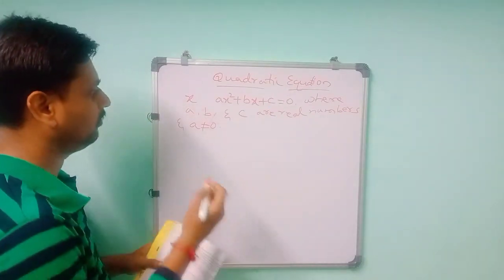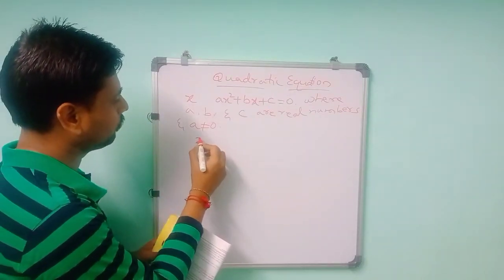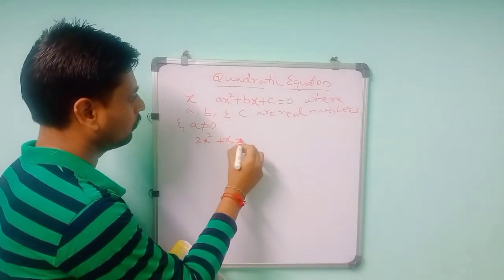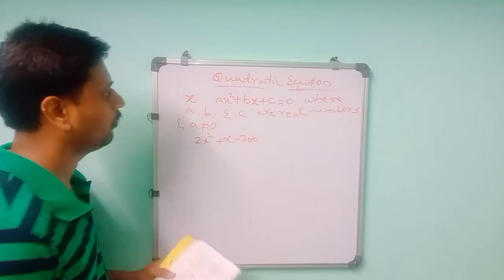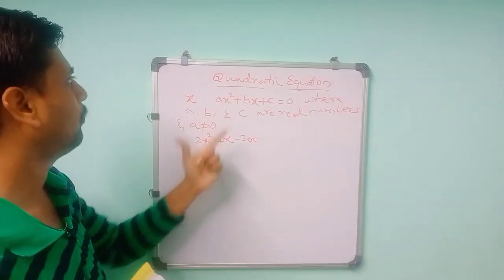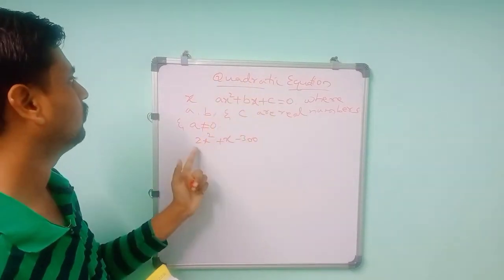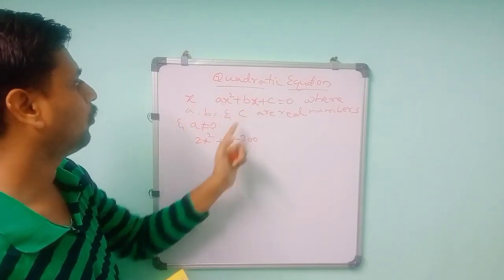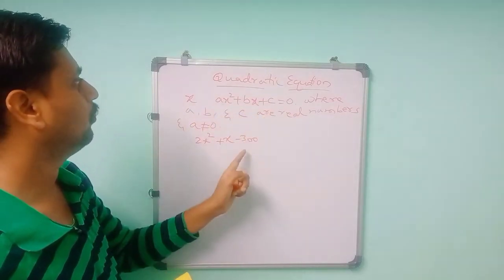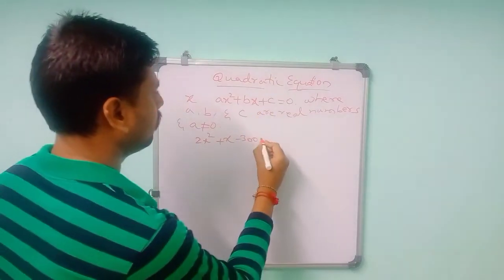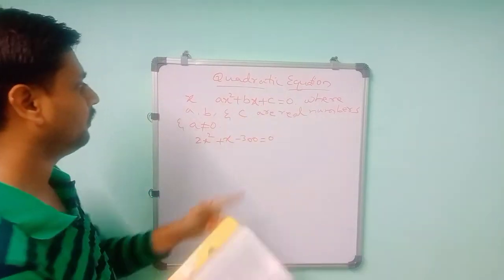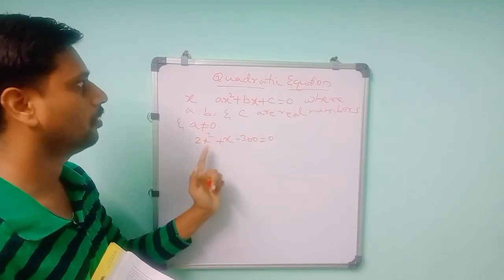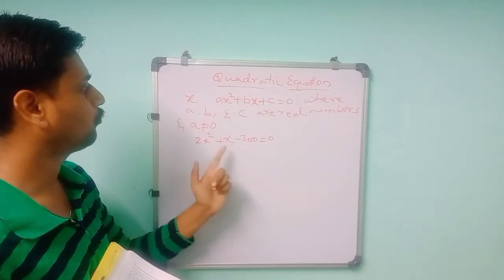If you take examples, 2x square plus x minus 3 equals 0. This is also a quadratic equation. Compare this with ax square plus bx plus c. Here a is 2 with x square, b is 1 because the coefficient of x is 1 here, and c, the constant number, is minus 3.